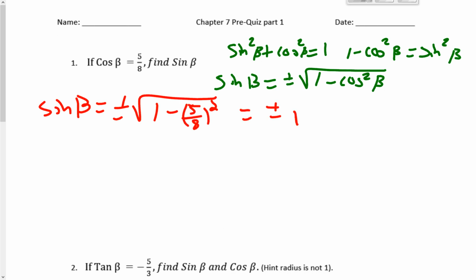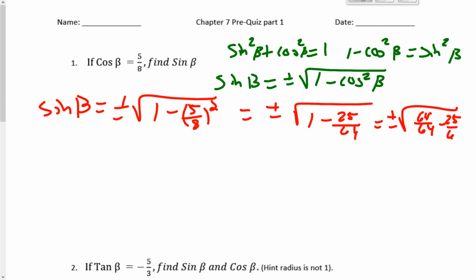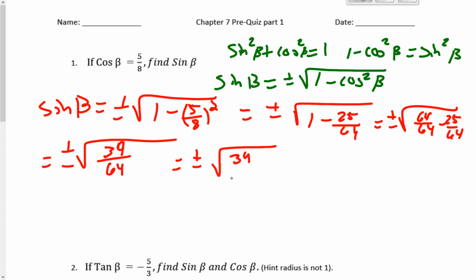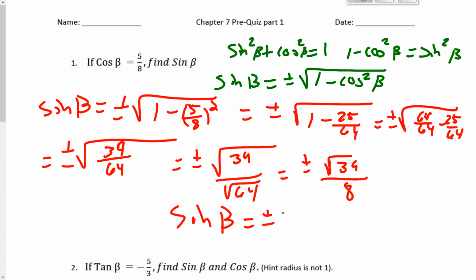So that's plus or minus the square root of 1 minus 25/64, which equals plus or minus the square root of 64 over 64 minus 25 over 64, which I believe is 39, yeah, which equals plus or minus the square root of 39 over 64, which equals plus or minus the square root of 39 over the square root of 64, which equals plus or minus square root of 39 over 8. So sine of beta is equal to plus or minus the square root of 39 over 8. There you go, all done.